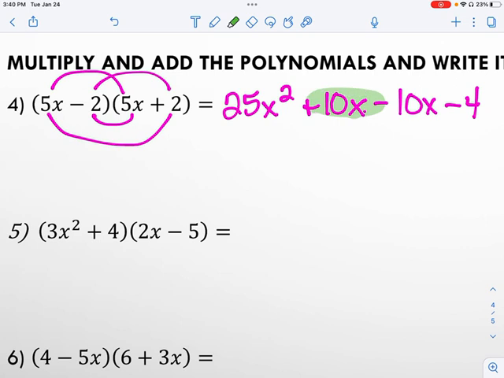I look for my like terms. That's those in the middle. And that ends up giving me 25x squared. Positive 10x plus a negative 10x, those cancel.